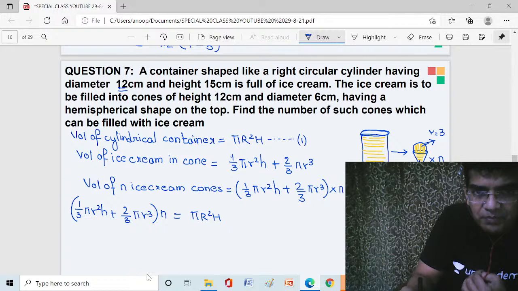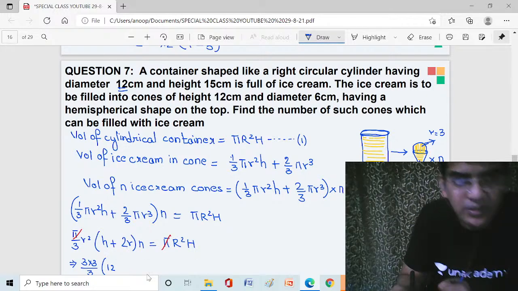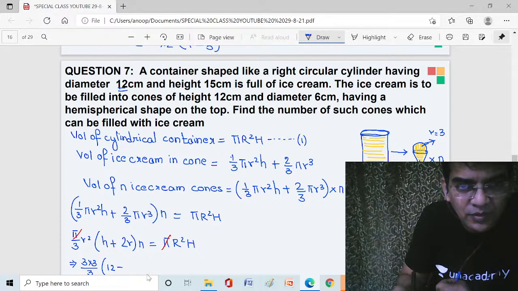This r stands for the conical portion. So radius is 3. So 3 into 3. And then we have upon 3. Within the bracket, this is the height of the conical portion, that is 12, plus 2 into the radius of the conical portion, that is 3, into n. On the right side we have the radius of the cylindrical portion, which is 6, into the height of the cylindrical portion, that is 15.